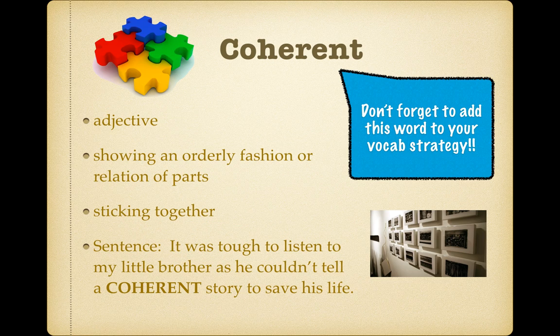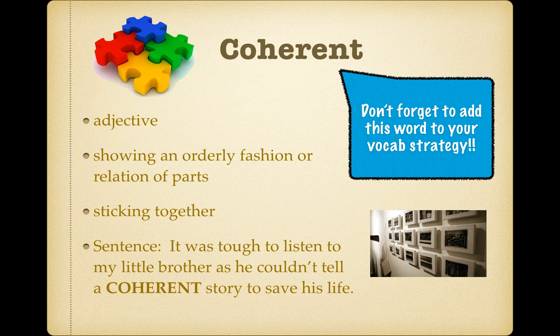Using this word in a sentence, it looks like this. It was tough to listen to my little brother as he couldn't tell a coherent story to save his life. Another example that comes from your workbook, a honeycomb is a coherent structure of beeswax and honey. So that second sentence uses the second definition, sticking together, whereas the first sentence shown here uses the first definition, which is showing an orderly fashion or relation of parts.